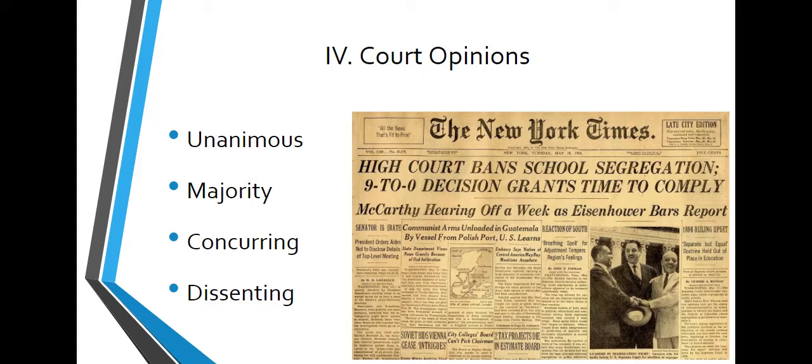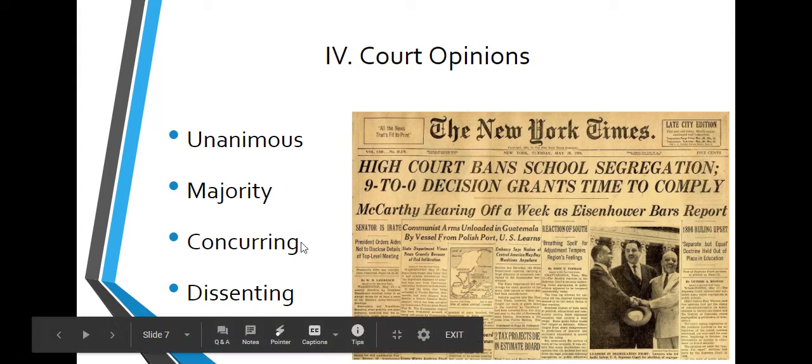So right now, there are 6 pretty conservative justices. So we have a pretty conservative court. They have a little bit of wiggle room as far as getting a majority of 5. They can afford to lose 1 and still have a majority.